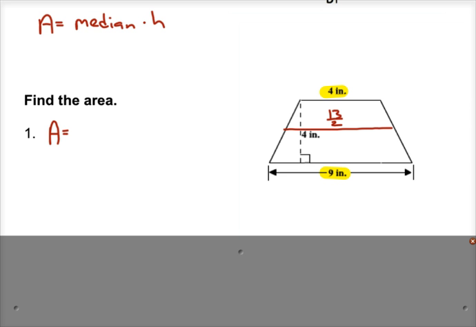So my area is this average of the bases, 13 halves, times the height. And my height, I can see, is right here. My height is 4. And I'm going to think of it as over 1. 2 goes into 4 twice. So all I need to do is take 13 times 2, which is 26. And I know that the units on area are always squared, so this is going to be inches squared.